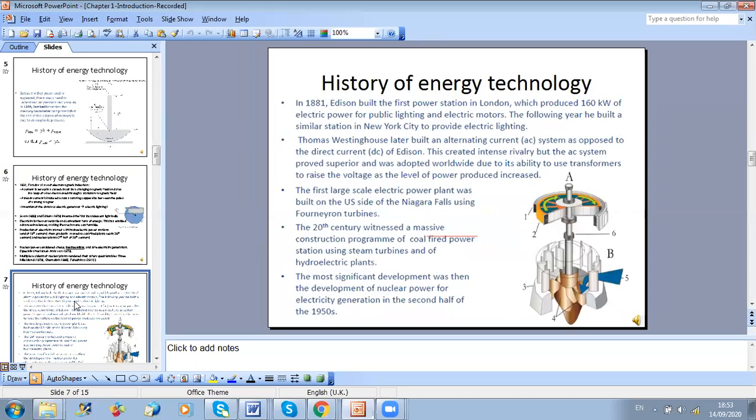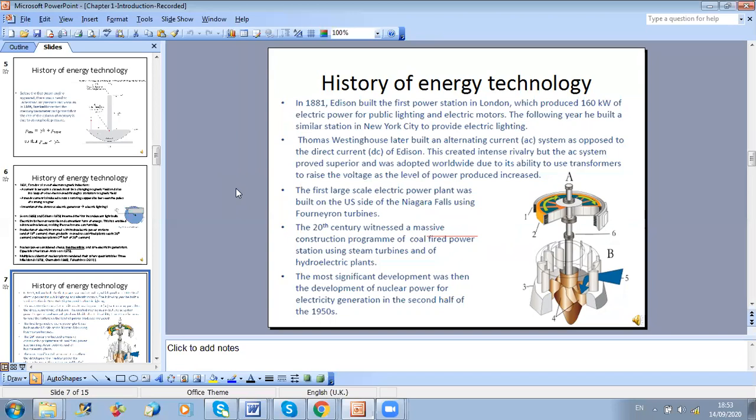Okay, so we will continue in the history of energy technology. Edison built the first power station in London, which produced 160 kilowatts of electric power for public lighting and electric motors. The following year, he built a similar station in New York City to provide electric lighting. And please, you don't have to remember any date. It's just small information for you to be introduced to the course. Just you should understand the concepts we are talking about.